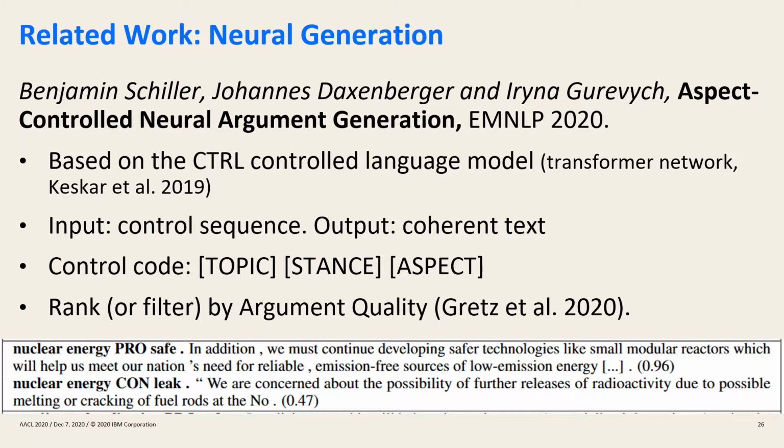When the topic is nuclear energy, the stance can be pro or con in the second case. The aspect is safe in the first case and leak in the second case. And you can see that the first argument is fairly well written. The second one is less coherent. And accordingly, the argument quality score in the first case is high, and in the second case, it's mediocre.